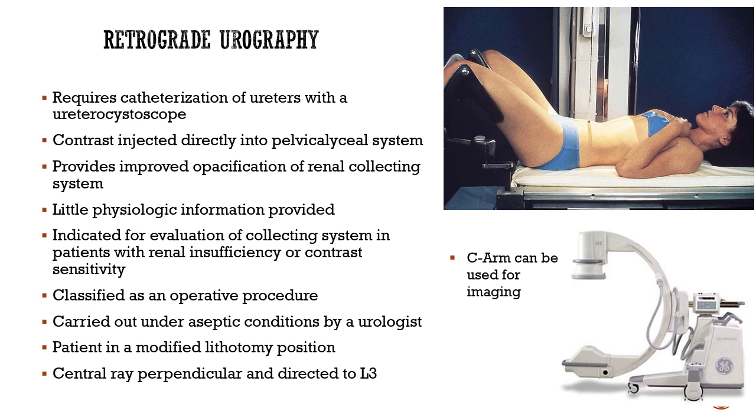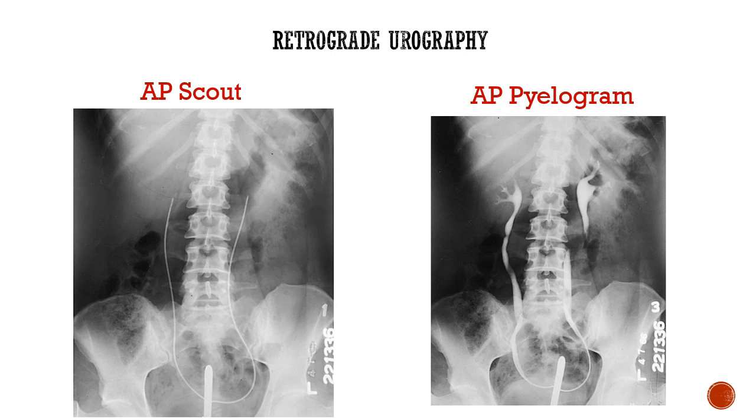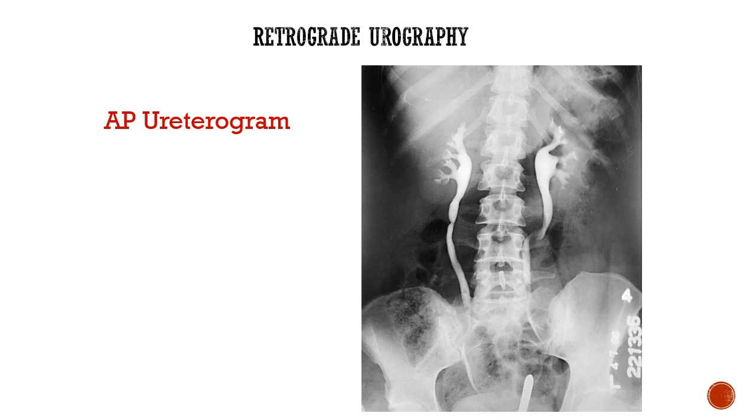We could have an actual cysto room, in which the patient's in the top picture, or we can use a C-arm for imaging instead. It's carried out under aseptic technique by a urologist. The patient is in a modified lithotomy position, and for the images, we're going to have the central ray perpendicular and directed to L3. So for the AP scout, if we had the regular imaging room, not using the C-arm, we would have a more 14 by 17 inch image of the patient, and then the AP pyelogram would be the same. And here's the AP ureterogram.